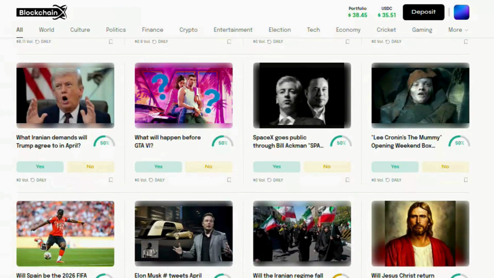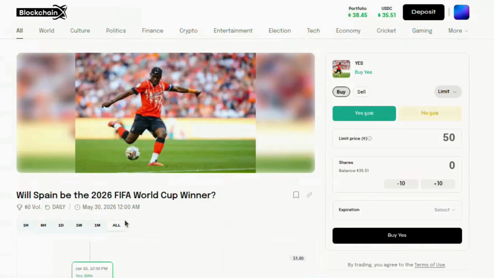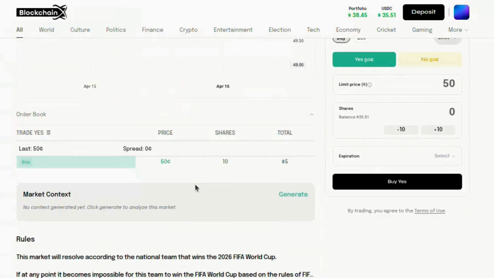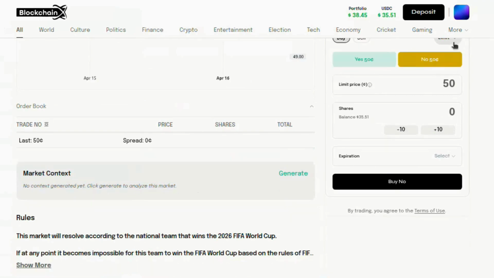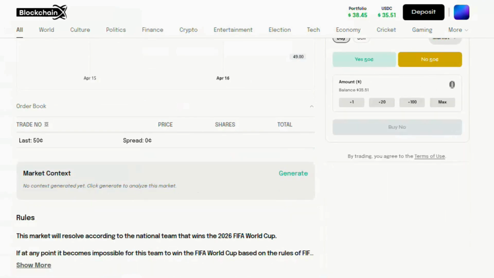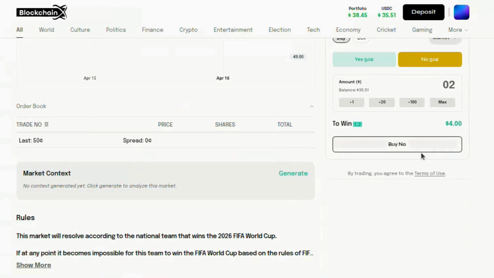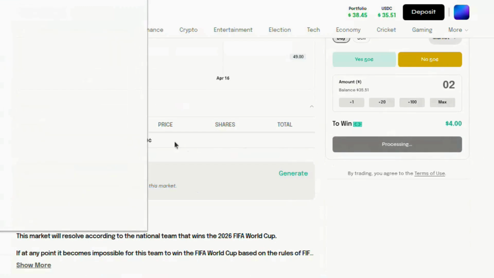Now, let's look at a market where matching orders are available. Here, the order book already contains bids or asks at different price levels. When the user places a market order, the system automatically matches it with the best available prices. The order is executed instantly based on available liquidity in the order book.